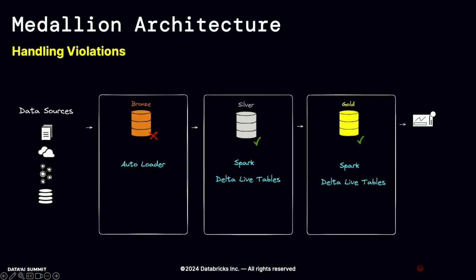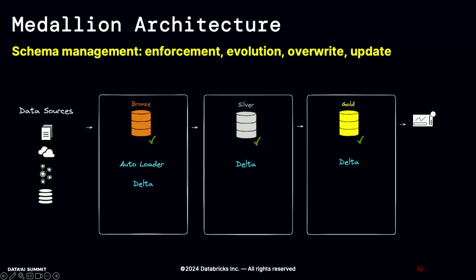We still added autoloader here because sometimes you may want to quarantine bad data. We've seen those examples in customers, but ideally you want to handle that at the silver and gold layer. Schema management: Delta is your best friend for this, but also autoloader at the bronze layer for schema hints, etc.